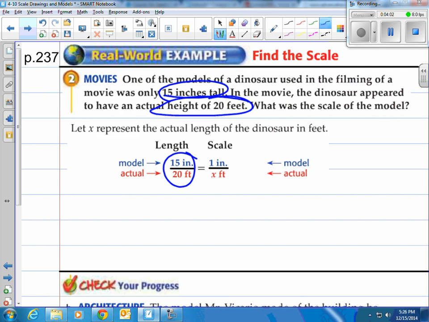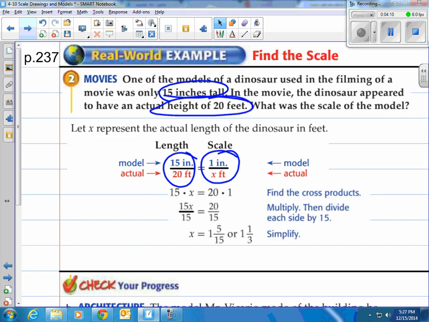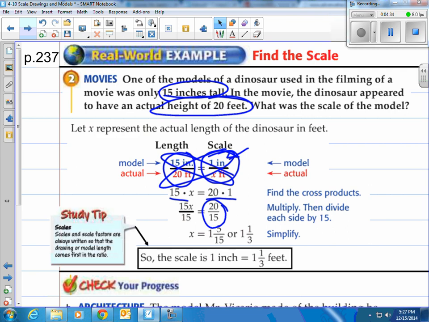So then on the model, if we have 1 inch, how many is that going to be in actual size? Well, notice what they've done. When we create a scale, we want to have 1 right here. So all we're doing is dividing by 15. So if you notice in the math, we're going to do our cross products like this. Here we are. And in the end, you actually just take 20 and you divide by 15. And when you do that, you have 1 1/3. So the scale is 1 inch is equal to 1 1/3 feet, which is 1 foot 4 inches.